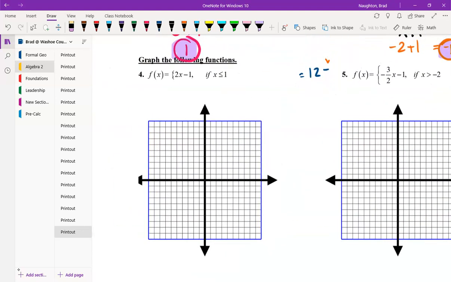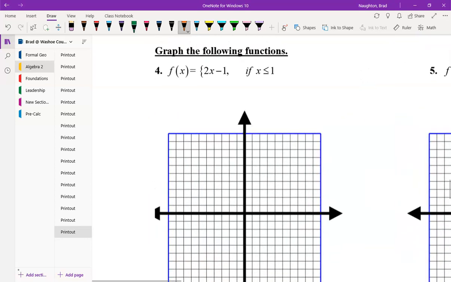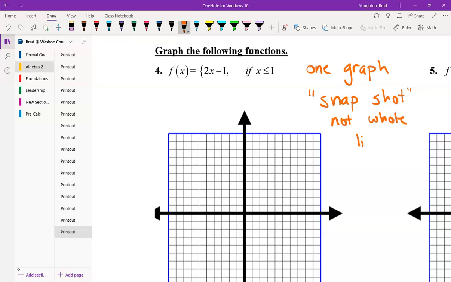I'm going to erase this so we can focus specifically on the example at hand. So what we're saying with a piecewise function, and this is why this is an introduction into piecewise, is I don't want to have multiple graphs. I want one graph. Okay? So this is really just one graph. But it is not the whole graph. It is what we're going to call a snapshot. Okay? Kind of like a picture in time. So I don't want the whole line. Okay? So not the whole line.